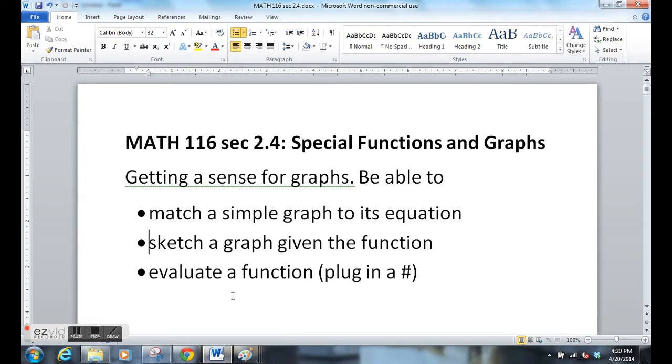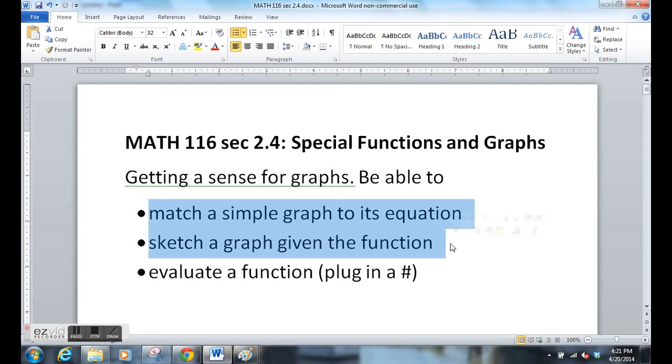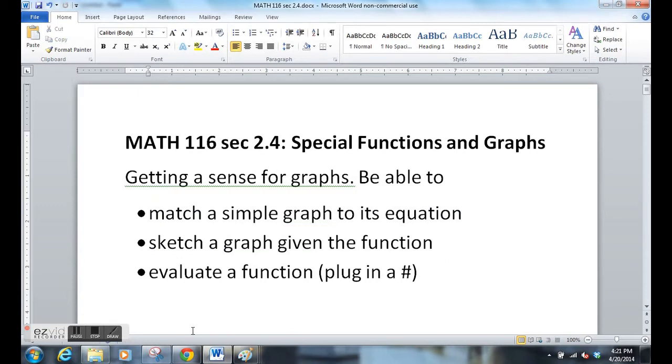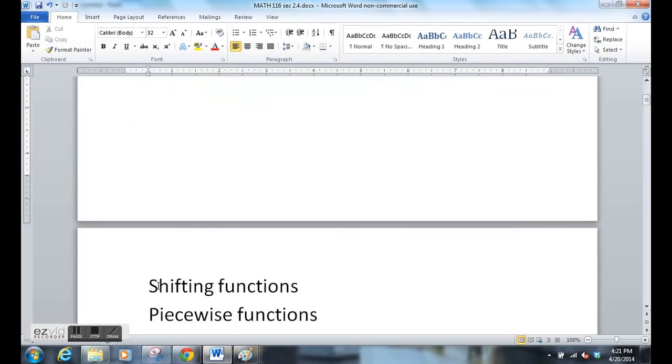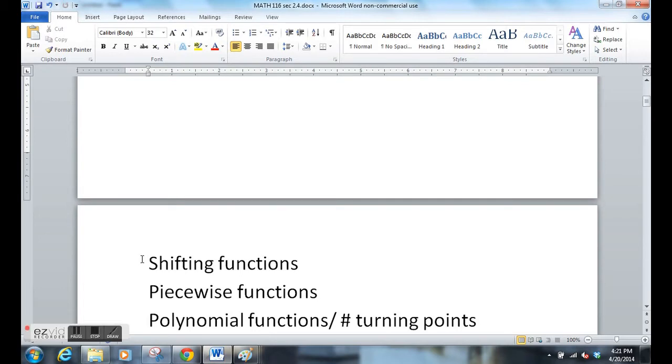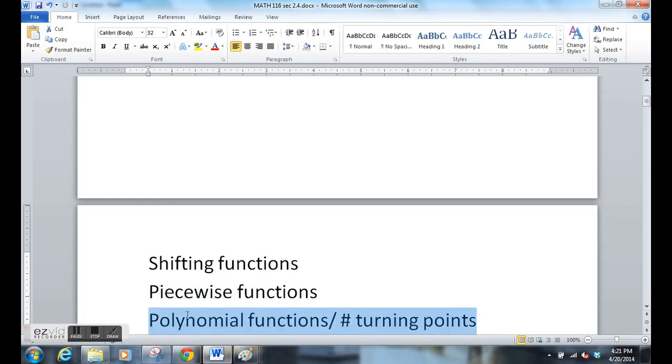I also want you to be able to evaluate a function, that is, take a number and plug it in. I'm going to go over some examples working on the graphing part of this, and the evaluating a function I will do in a different video. So I'm going to hit these two points, matching a simple graph to its equation and just sketching a graph, with a couple of tips for you. Here are a couple of things you can use to help you graph functions. One is shifting functions, another is looking at piecewise functions, and another is polynomial functions. I'm going to take these three pieces separately.